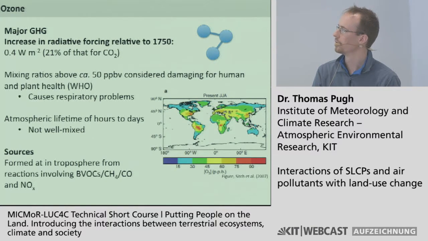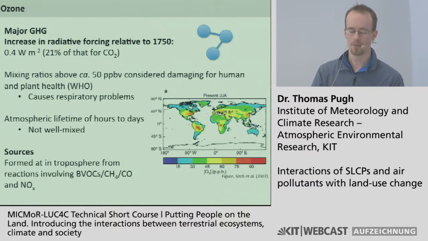It's also important for plants. There's a lot of evidence that shows that increases in ozone can decrease the net primary productivity of both natural vegetation and crops, which I'll go into in a little more detail in a moment.